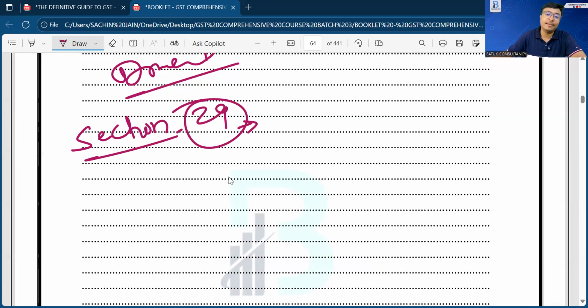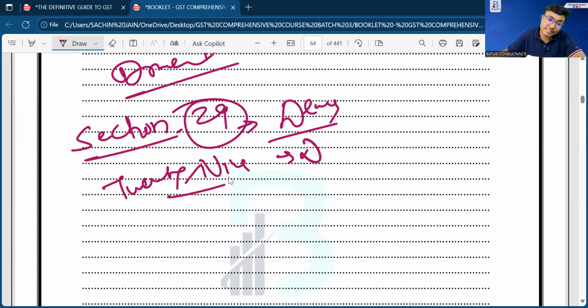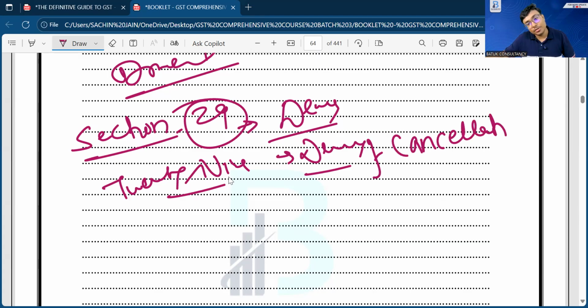Section 29, deny. This section is going to deny your registration, that is, cancellation of registration. Suo moto is also a cancellation of registration, because if you are not filing the return, or if your business is not active, in that case your registration may go for cancellation. So section 29 deny is cancellation of registration.